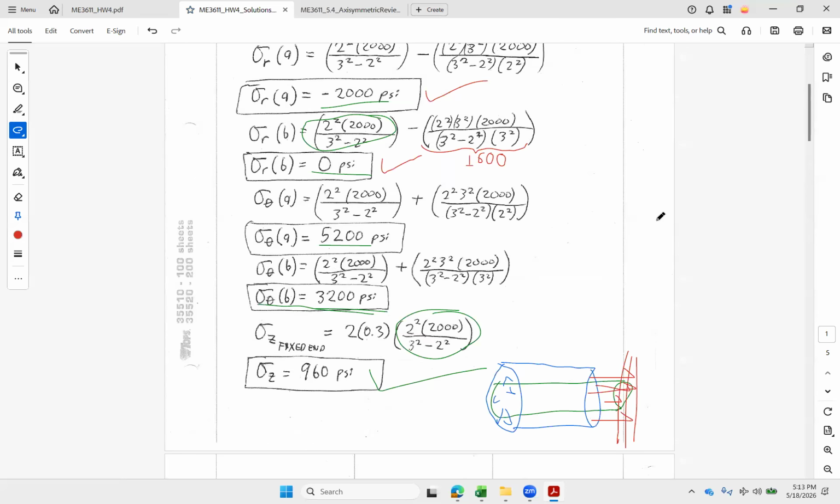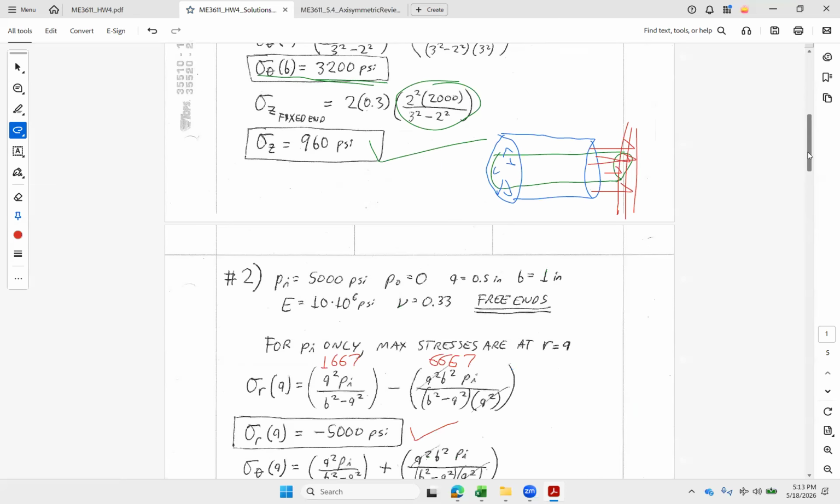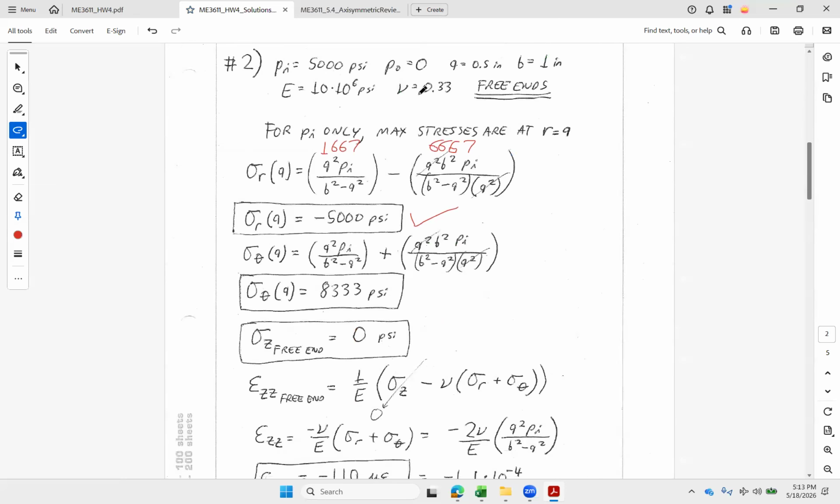So if we plug and chug that one together, I got 5,000 PSI on the inside. My radial stress is going to be the check. I get 1667 for the first term, and if I plug in A here, I see that cancels off, and I get 6,667 on the inboard edge for that second term. So if I subtract those, I come out to exactly 5,000 compressive. That's what my pressure was. So I know both of those numbers are good.